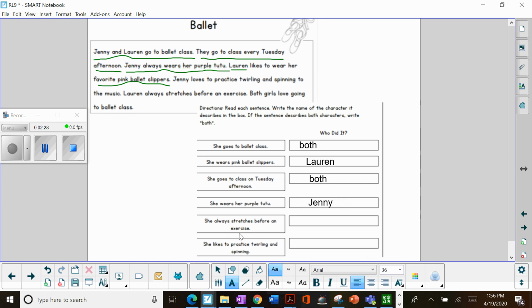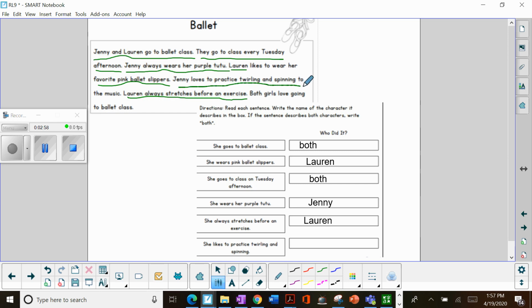She always stretches before an exercise. Lauren always stretches before an exercise. So I'm going to type in Lauren's name here. And then the last one, she likes to practice twirling and spinning. Jenny loves to practice twirling and spinning to the music. So in that one, I'll type Jenny's name.